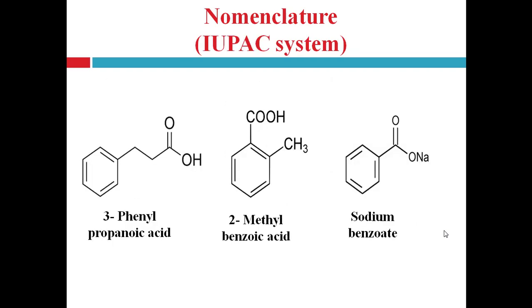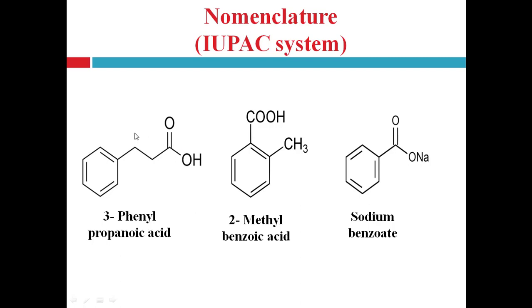Next, IUPAC nomenclature. Here the first example given is 3-phenyl propanoic acid, right? So first consider the basic structure. In this, the carboxylic acid group is present in the chain, right? Present in the side chain. So this long carbon chain is considered as the basic structure, right? Because this chain contains the principal functional group, that is the carboxylic acid group. That's why this chain is considered as the basic structure, right?